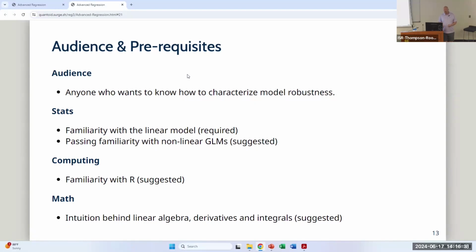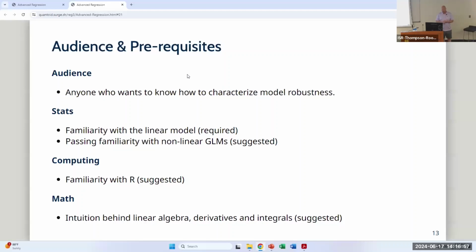Familiarity with R would be good because we're going to do all of the computing in R. It's one place that does all of the models that we're going to talk about. There are other places that do some subset of these models, or there are other software that do all of these things that I don't know. And so we're going to do all of this in R.